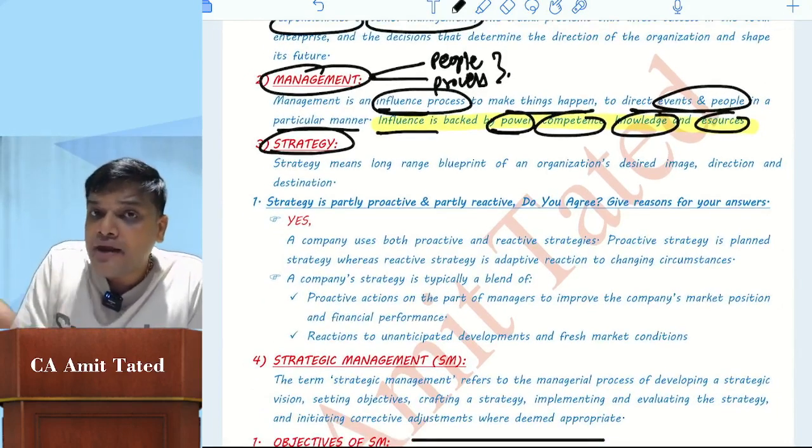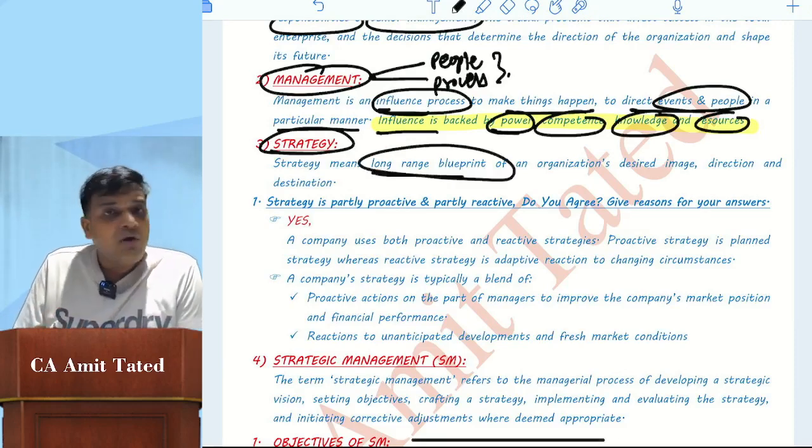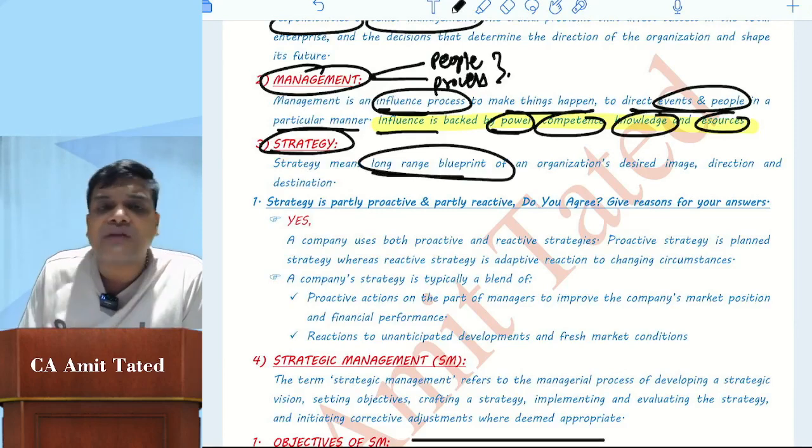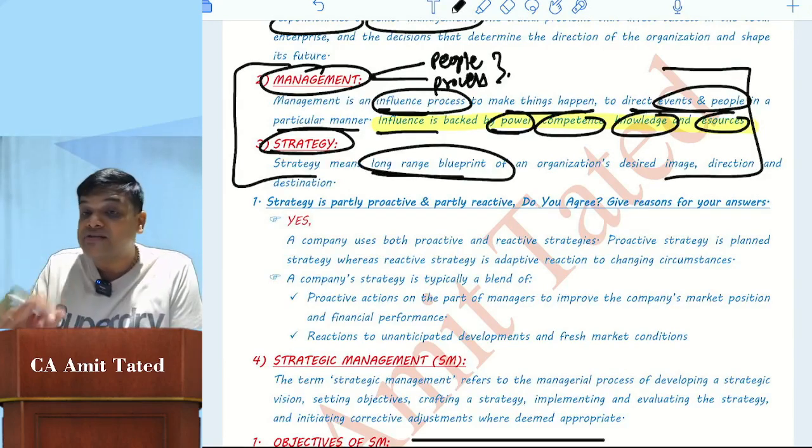Where you need to go ahead, where you need to reach, that is nothing but a strategy. Strategy means a long-range blueprint. How we'll be going ahead, that is called the concept of strategy. So if we combine both words, what does it come to?